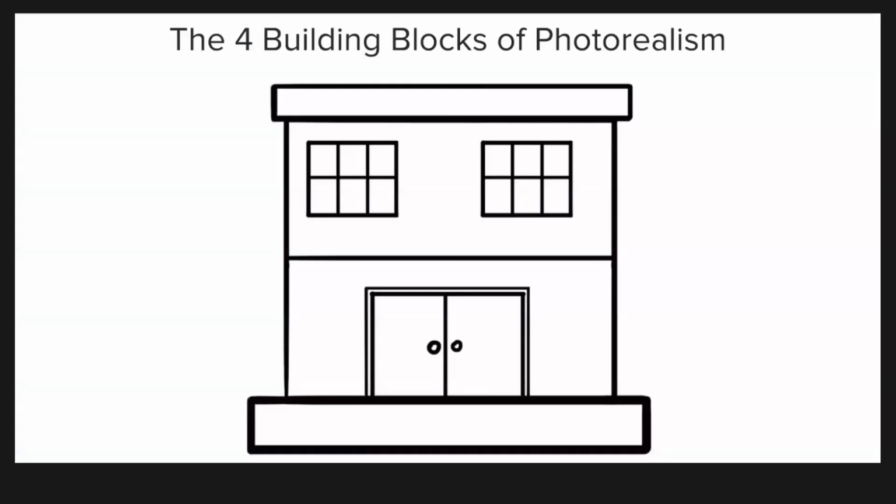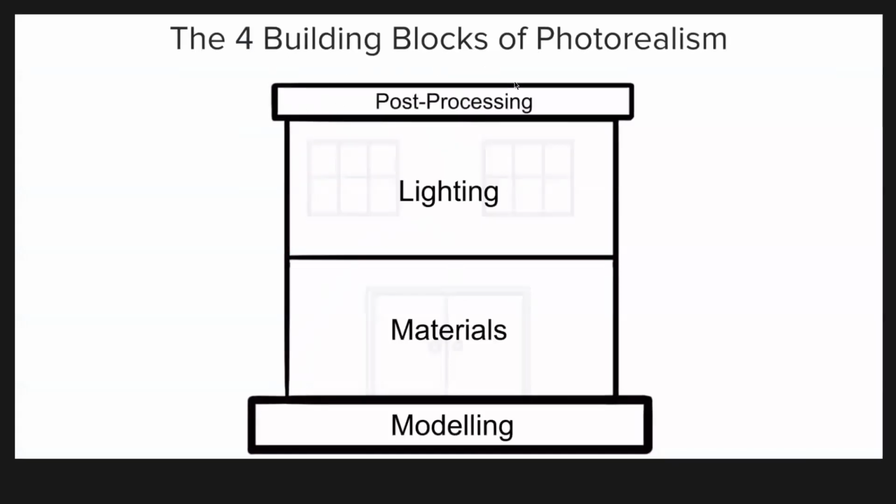You can imagine it as a two-story building, because photorealism consists of 4 building blocks. They are modeling as the base foundation, 2 stories materials and lighting, and the roof is post-processing. So we're going to be discussing those 4 blocks and details right now.